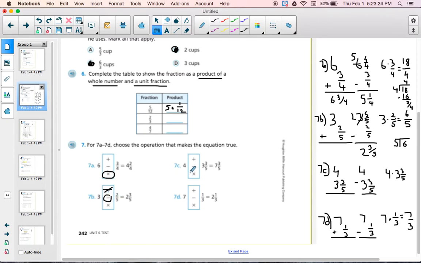All right. How about this one? 4 plus 3 3/5. 4 plus 3 is 7 3/5. Easy. Okay, that was a no-brainer. Here's 7 plus 1/3 equals 2 1/3. Well, 7 plus 1/3 is going to be 7 1/3, so that's not going to work.